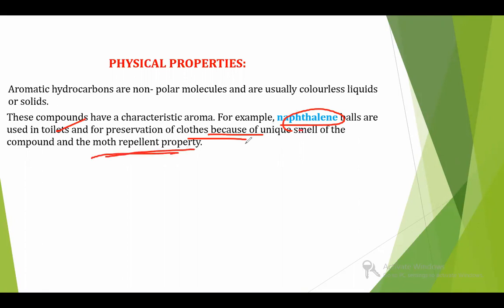Why is this used? Because of the moth repellent property. Naphthalene has a characteristic aroma. Naphthalene is an example of fused benzene rings: two benzene rings are fused together, which gives naphthalene. Next, similarly, it burns with a sooty flame.